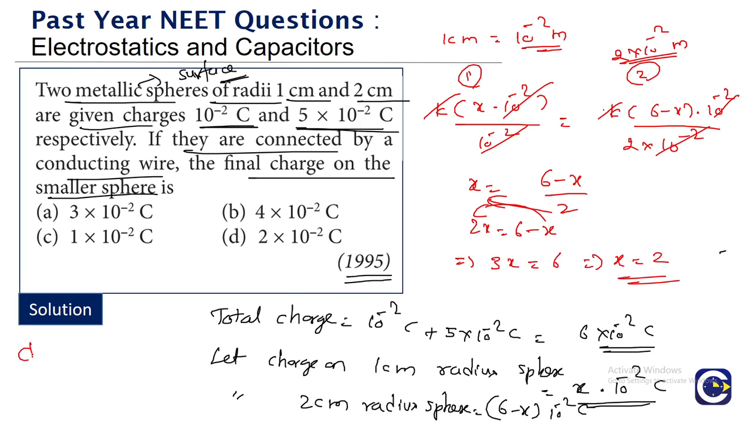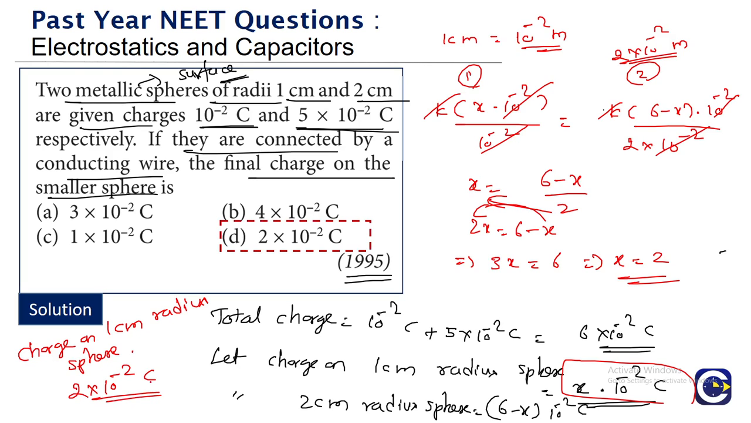So the charge on the 1 centimeter radius sphere is x into 10 power minus 2, and x is 2, so it will be 2 into 10 power minus 2 coulombs. What is the correct answer? Option D. They are asking for the final charge on the smaller sphere. The smaller sphere is the one having a radius of 1 centimeter.